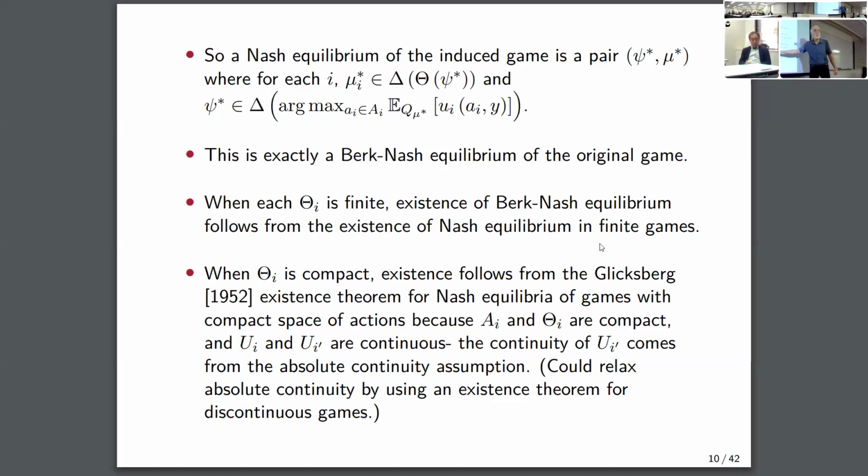So why is U_i prime, this KL divergence or likelihood function, continuous? It's continuous because of the absolute continuity assumption I put on the set of models. Without that absolute continuity, the payoff function is not continuous. But after Glicksberg, there are papers like Reny's that give sufficient conditions for existence in games with discontinuous payoffs. So you could drop this absolute continuity, weaken it, and appeal to something like Reny's theorem. So this is why equilibria exist. It's also why we shouldn't necessarily expect the Berk-Nash equilibrium to be a point mass on one of the minimizers.